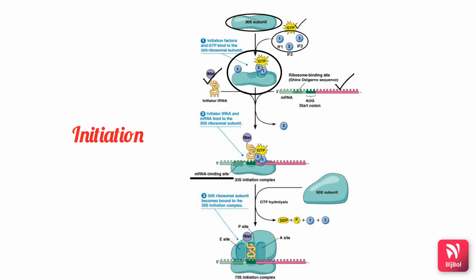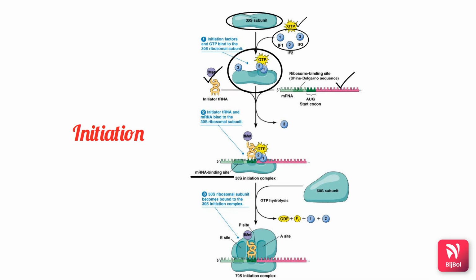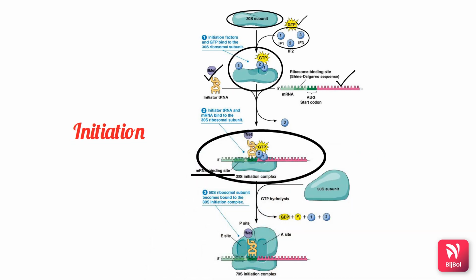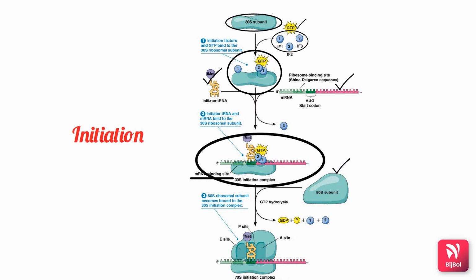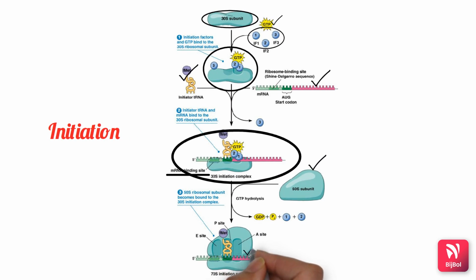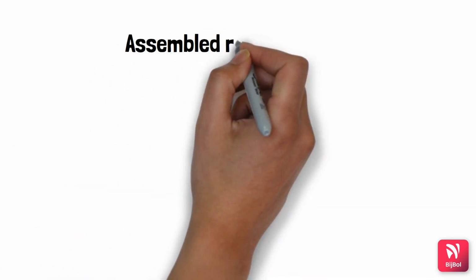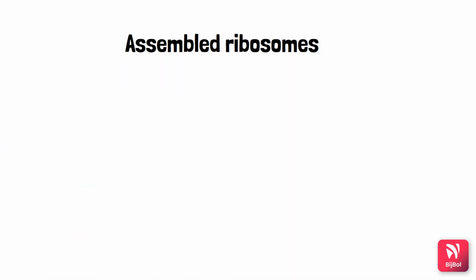So where will this mRNA bind? It will bind on the mRNA binding site on the ribosome. All of these together form a complex. After this complex is formed, the bigger subunit of the ribosome, that is the 50S subunit, will come and bind to the mRNA. That subunit has the A site and also the E site. In this way, the ribosome is assembled together.